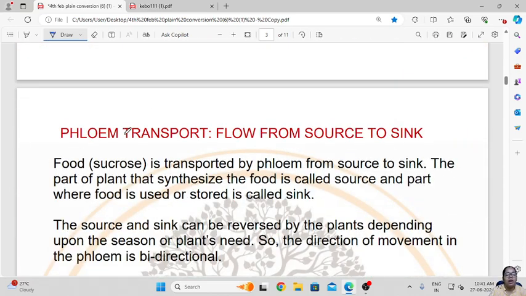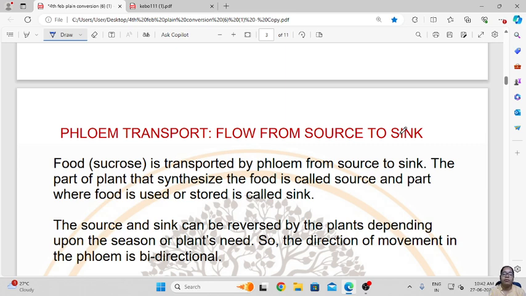So now let us see how phloem transport happens, that is the flow from source to sink. So what is a source and what is a sink? So here the soluble product of photosynthesis, that is the food, that is sucrose, which is formed during the process of photosynthesis, is transported to the other parts of the plant through what? Through the phloem tissue. So phloem basically helps in the transport of sucrose throughout the plant. So this process is called the translocation process, wherein the soluble product of photosynthesis is transported to other parts of the plant through the phloem tissue.